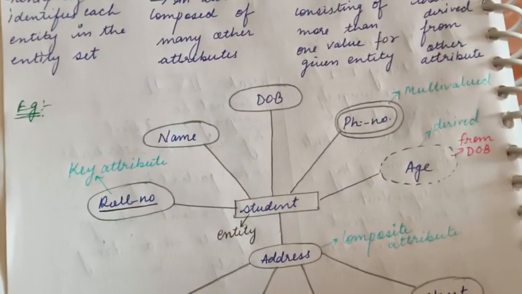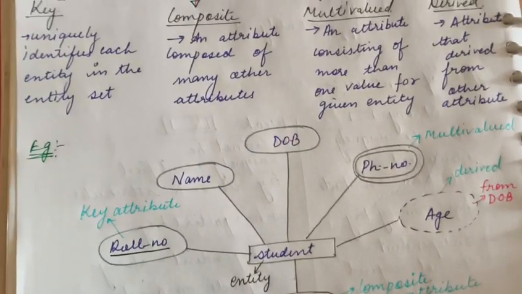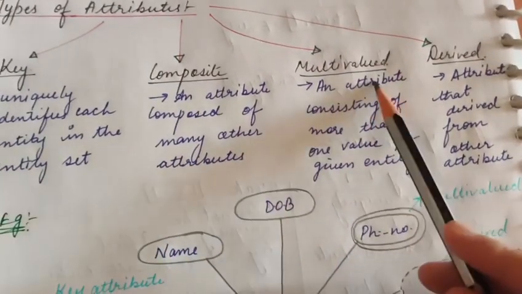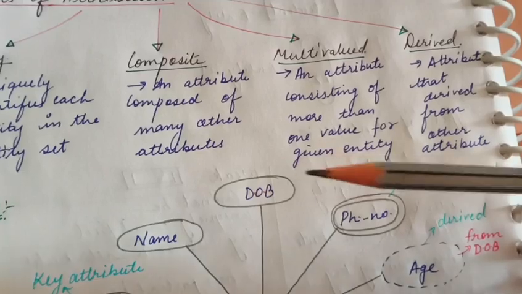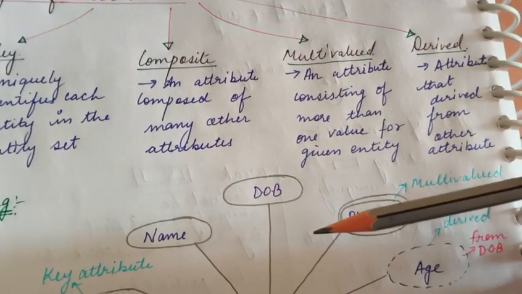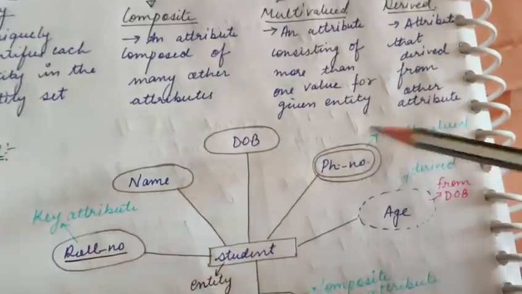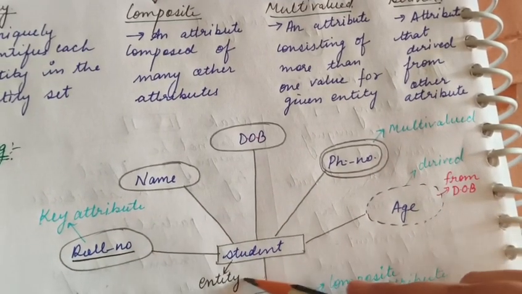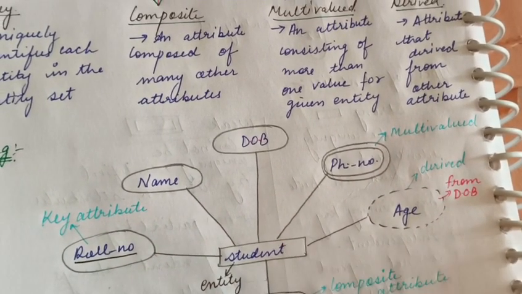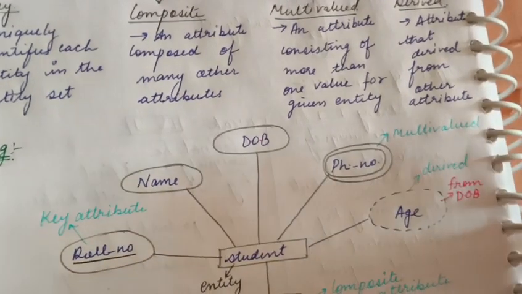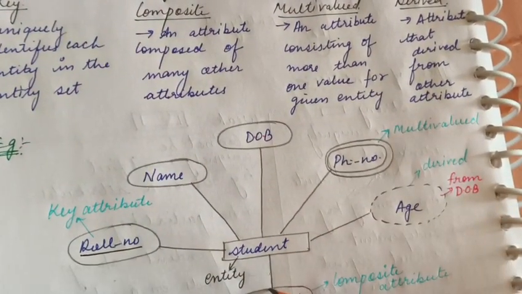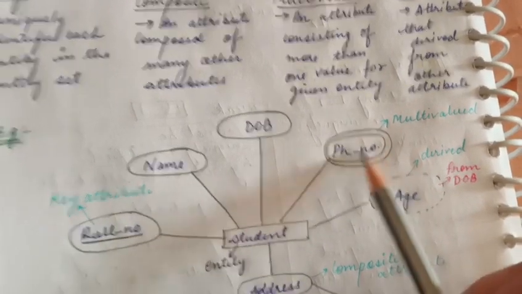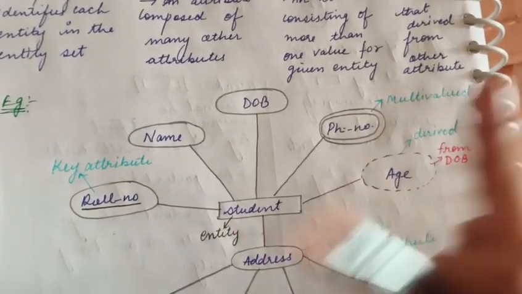Okay. So next one is multi-valued attribute. Multi-valued attributes consist of more than a one value for a given entity. For example, phone number. Okay. It can be more than one for a given student. Okay. For example, I have two phone numbers. It can be three. Okay. In ER diagram, multi-valued attribute is represented by the double oval. So that's why I have drawn here double oval.